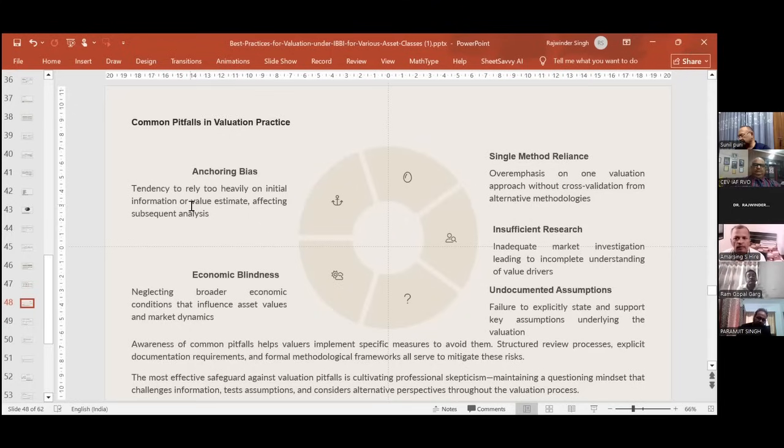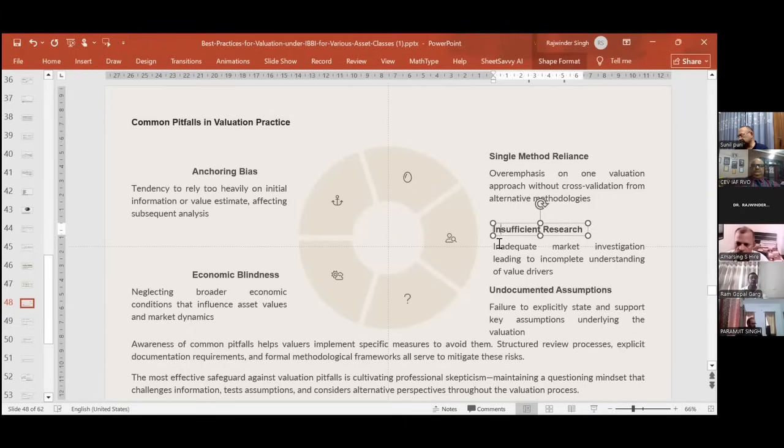Second is single method bias. When you are doing valuation, never rely on a single method. Though you may mention only one method, try to calculate the value based upon at least two or three methods so that you are able to arrive at a proper valuation. Overemphasis on one valuation approach without cross validation from alternative methodology is very dangerous. And this is where we generally suffer.